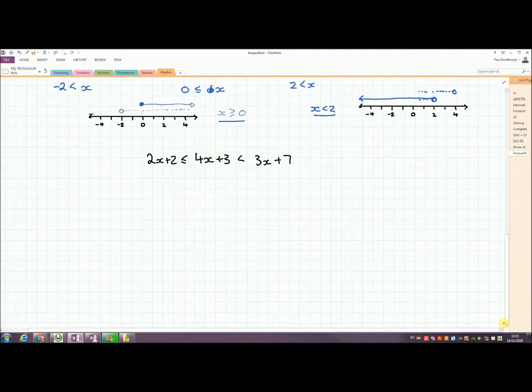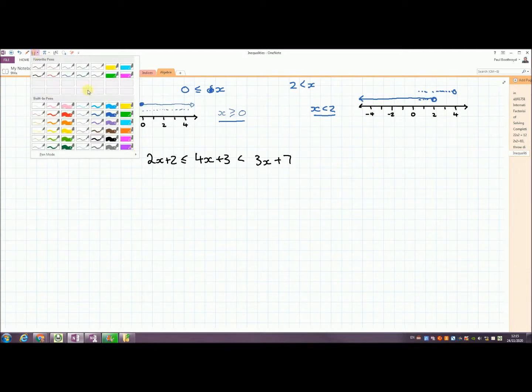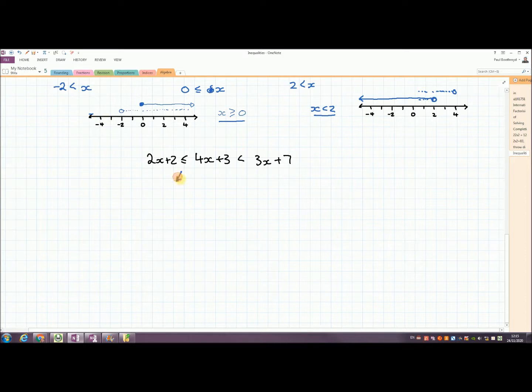So if we go about solving it, I can solve it in two separate parts. So I'm going to first of all do this left hand side, 2x plus 2 is less than or equal to 4x plus 3. We get 2x less than or equal to minus 1, so x is greater than or equal to minus a half. On the other side we can get 4x plus 3 is less than 3x plus 7. Rearrange and we get x is less than 4, and there's my solutions.